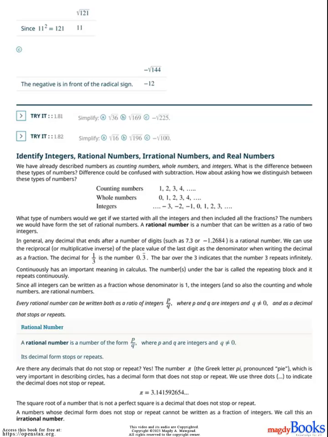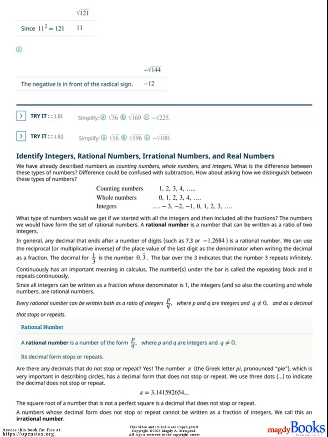A rational number is a number of the form p over q, where p and q are integers and q does not equal 0. Its decimal form stops or repeats. Are there any decimals that do not stop or repeat?